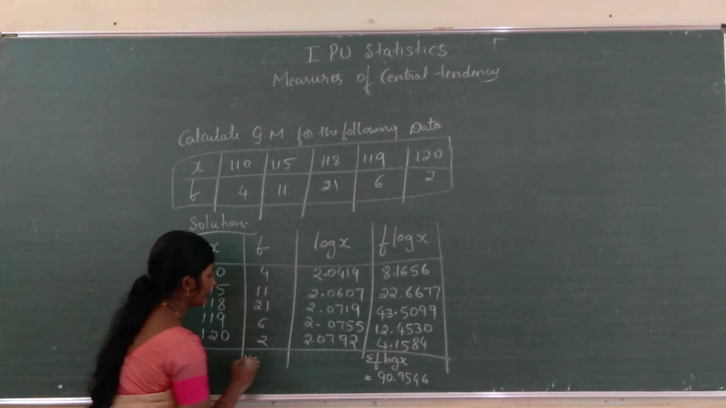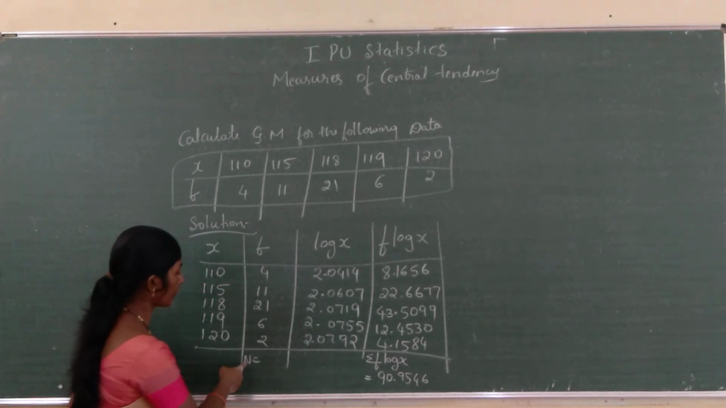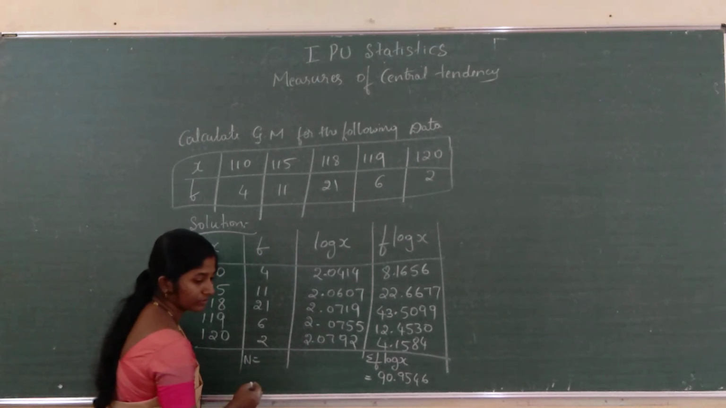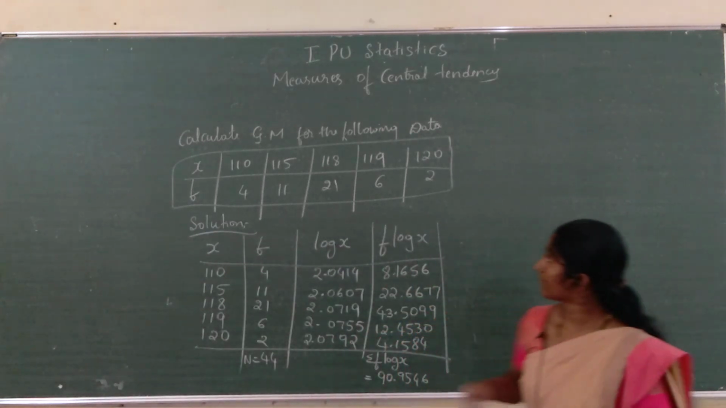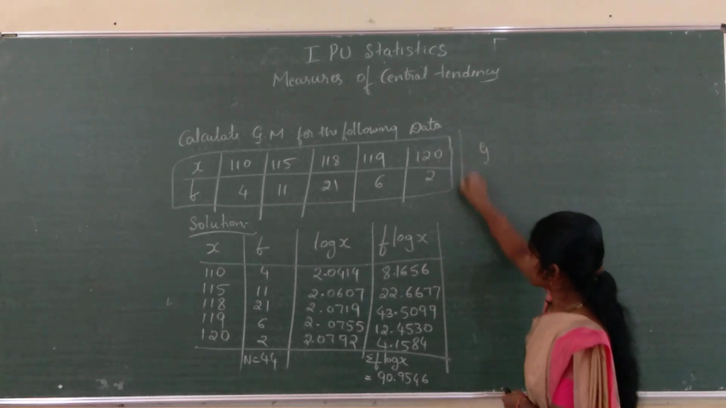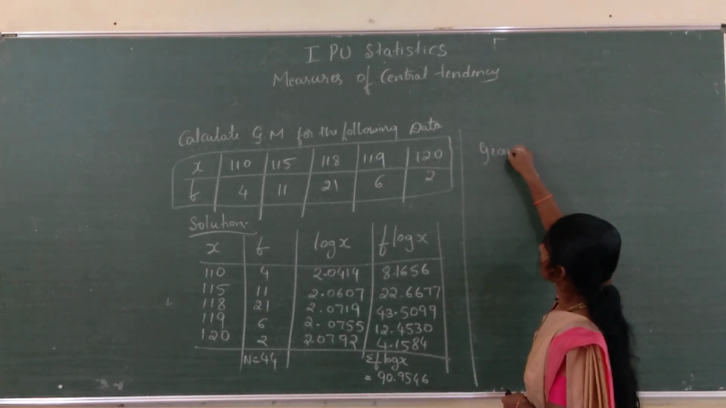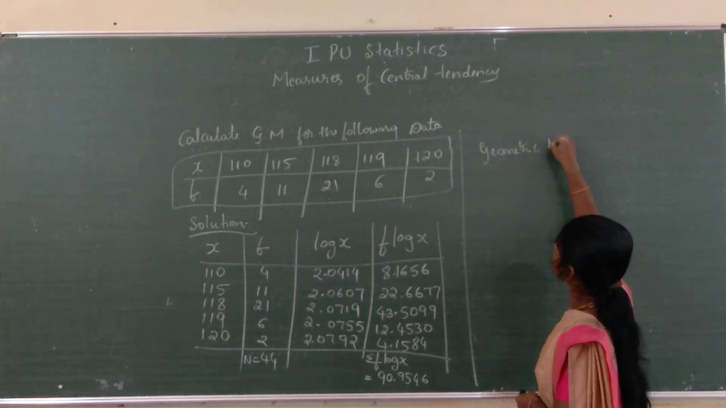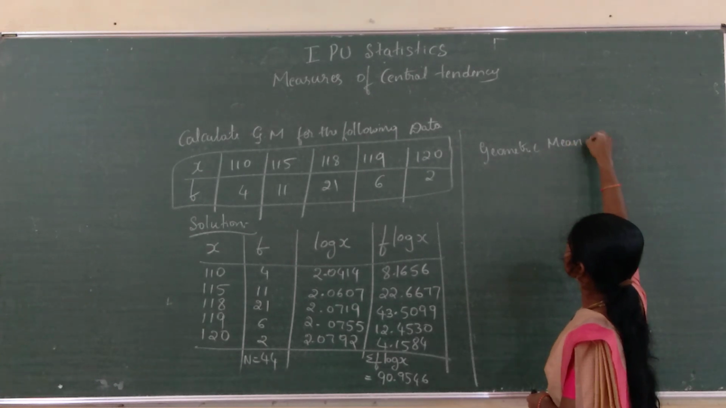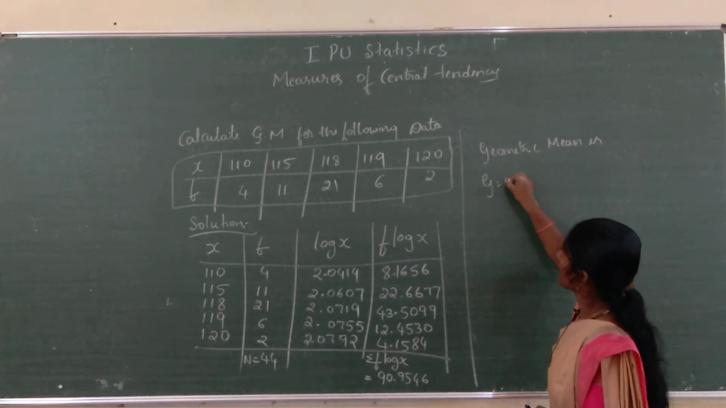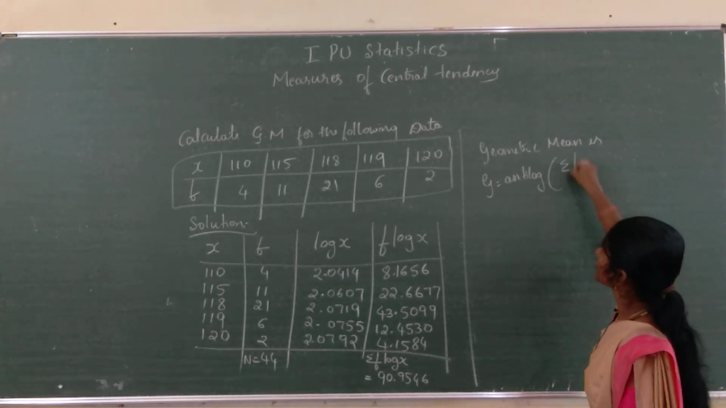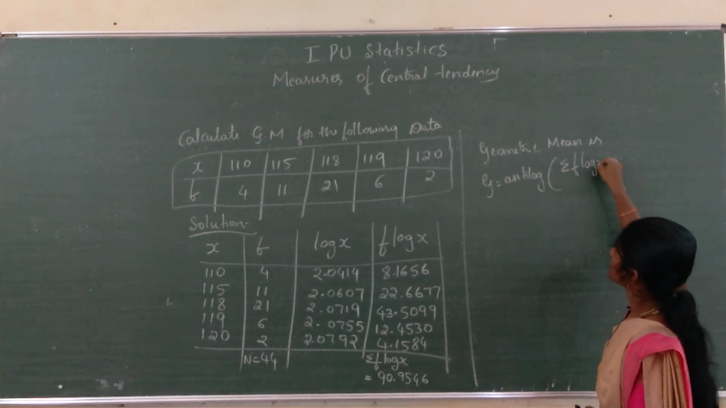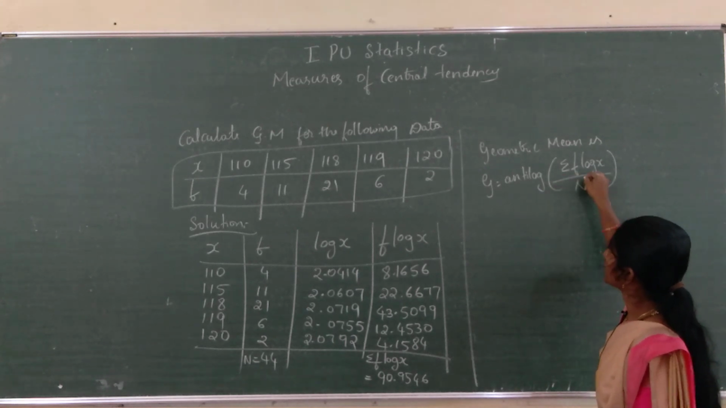You should add frequency also. Summation f or n equal to, that is 44. Now use the formula. Geometric mean is g equal to antilog of summation f log x divided by n.